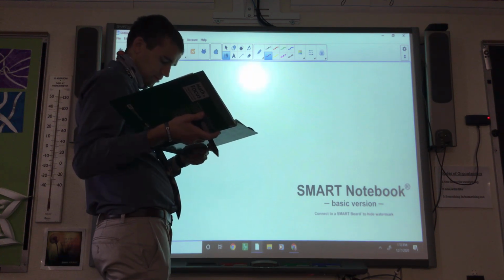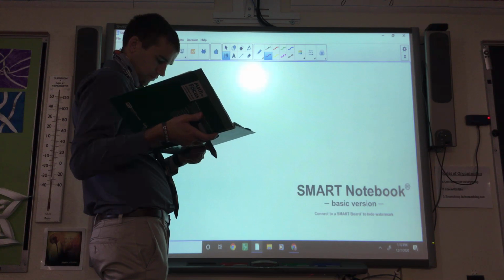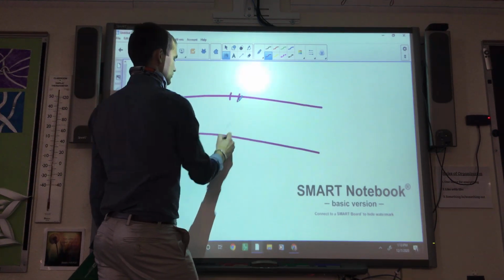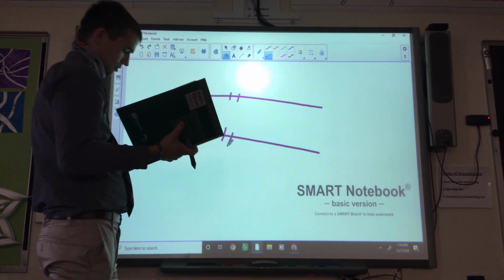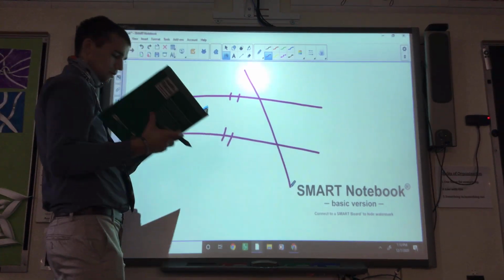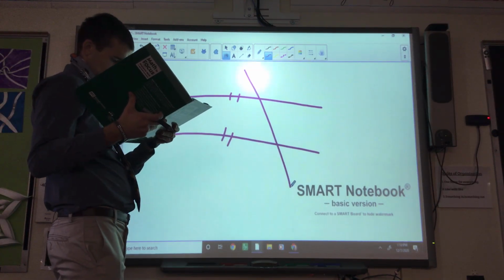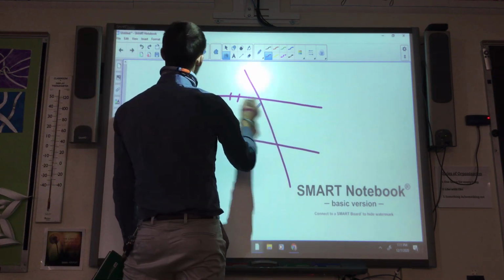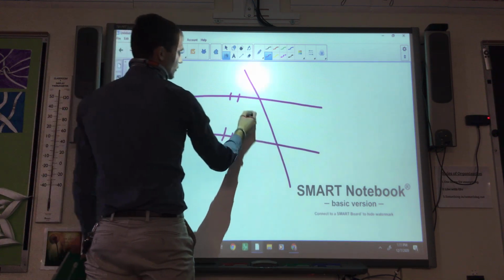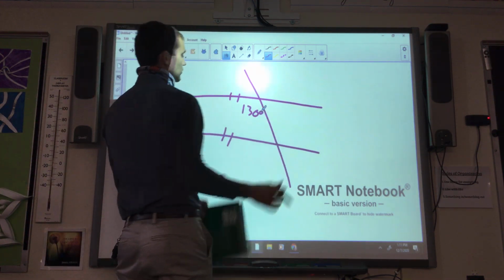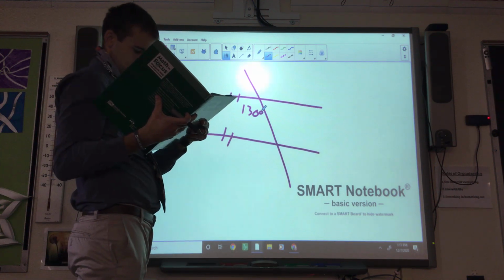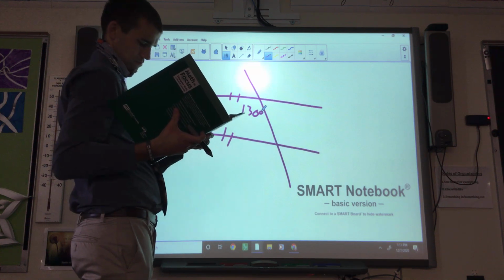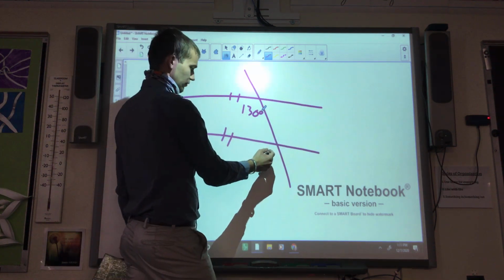Number 14. Gosh, that's a fun one. So let's say I got some parallel lines here, and this cuts across here. If this is 100, a little more than that, so 130. And, oh no, this is way too easy. I can't believe I did this.